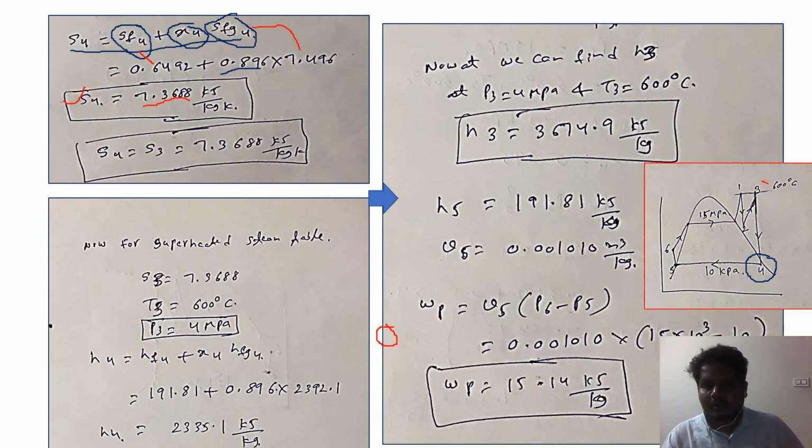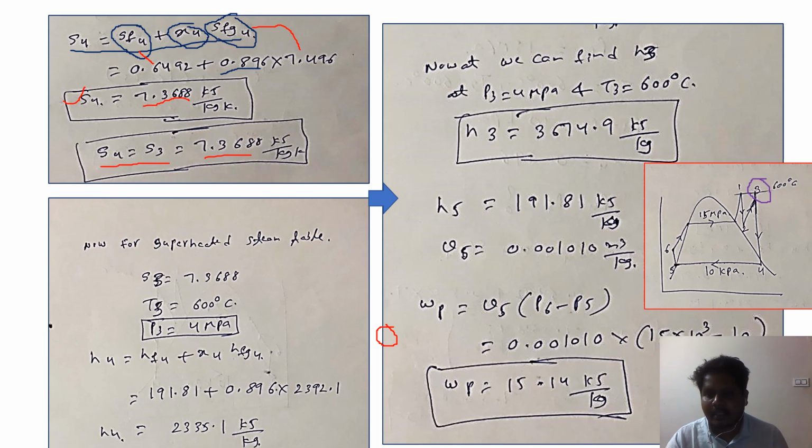We know that the process 3 to 4 is an isentropic expansion process. So S4 equals S3, that is 7.3688 kilojoule per kg Kelvin. Now let us find the pressure at point 3.